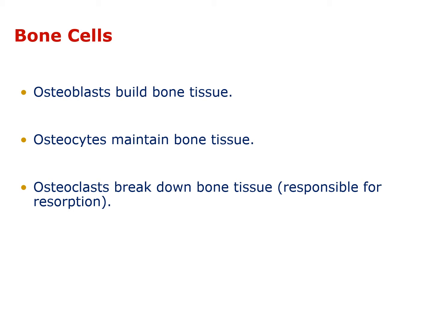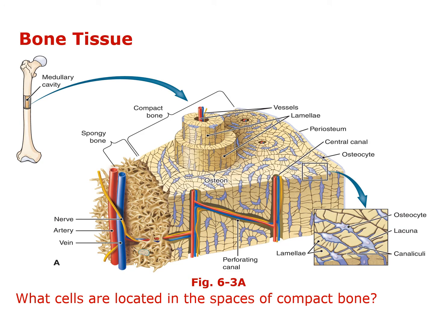Compact bone is hard and dense, and the tissue makes up the main shaft of a long bone and the outer layer of other bones. The osteocytes in this type of bone are located in rings of bone tissue around a central canal, also called a Haversian canal. You can see the Haversian canal here where you have the blood vessels and nerves in the center there.